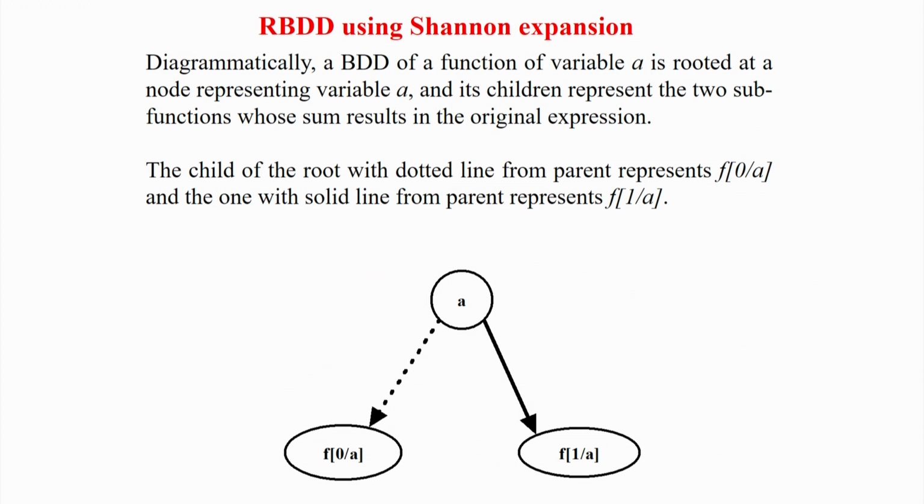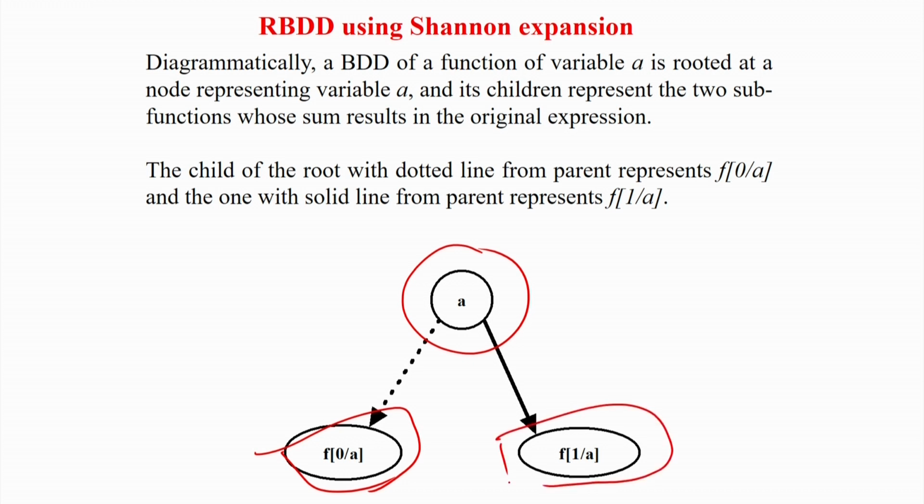If you have a bigger function, we will have f of a, and then the sub-functions of Shannon. In one, all a's are replaced with 0, and in the other, all a's are replaced by 1, and then you merge them to make a larger binary decision diagram. We will take all examples, do not worry about it, I am just telling you the theory at present.